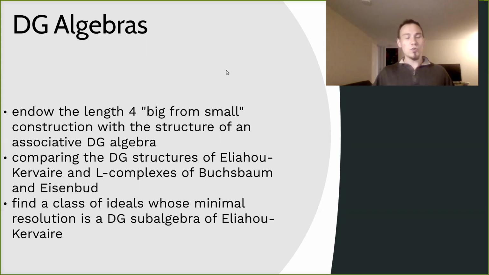Another thing I've done is compare the DG structures of the Eagon-Northcott complex and the L complexes of Buchsbaum and Eisenbud. It was a question of Avramov as to whether these two DG structures coincided. What I did specifically was find an explicit isomorphism of complexes and show that, using this isomorphism of complexes, the induced DG structure does not coincide with the pre-existing DG structure on these complexes. In this same paper, I also find a class of ideals whose minimal resolution is a DG subalgebra of the Eagon-Northcott resolution.